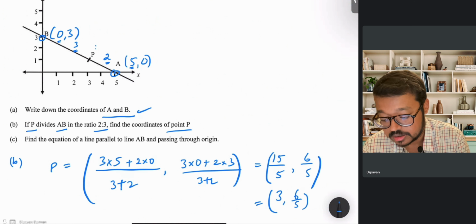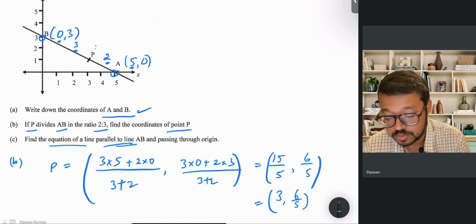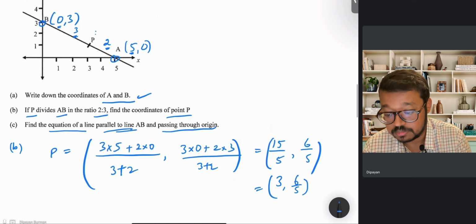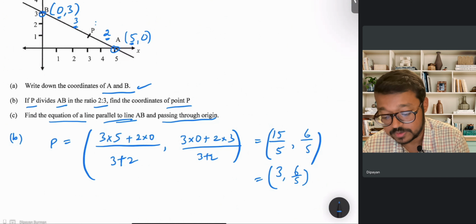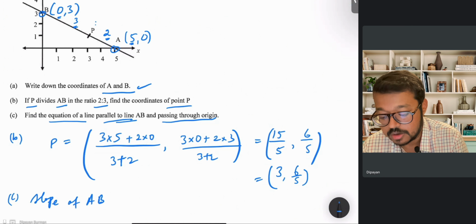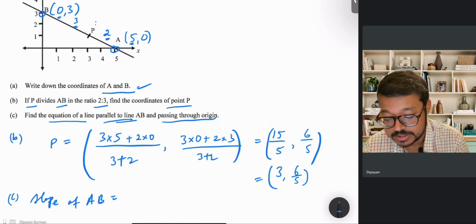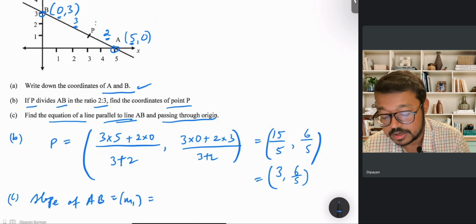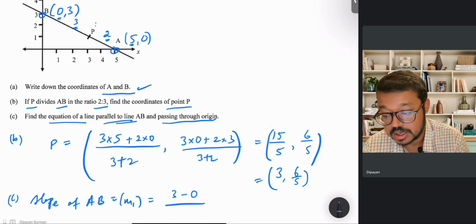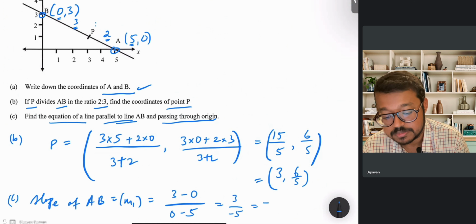Then we need to find the equation of a line parallel to AB and passing through the origin. So we need to first find what is the slope of AB. Slope of AB, let's say this is M1, will be the difference of y coordinates, 3 minus 0, and difference of x coordinates, 0 minus 5. So this is 3 by minus 5, which is same as minus 3 by 5.